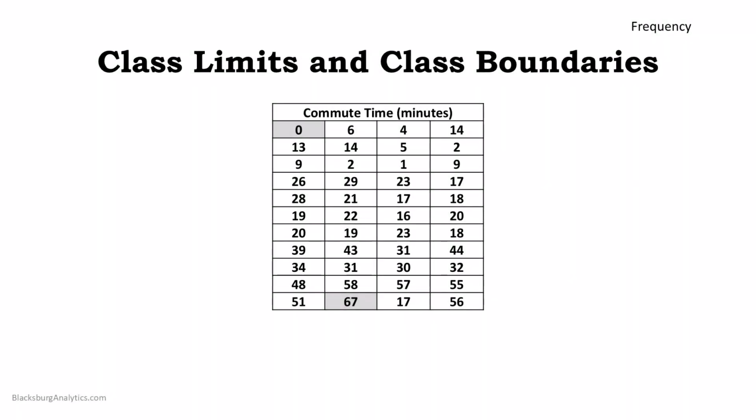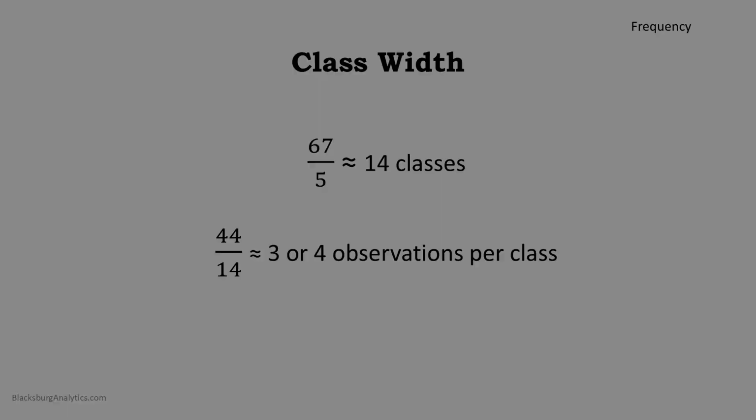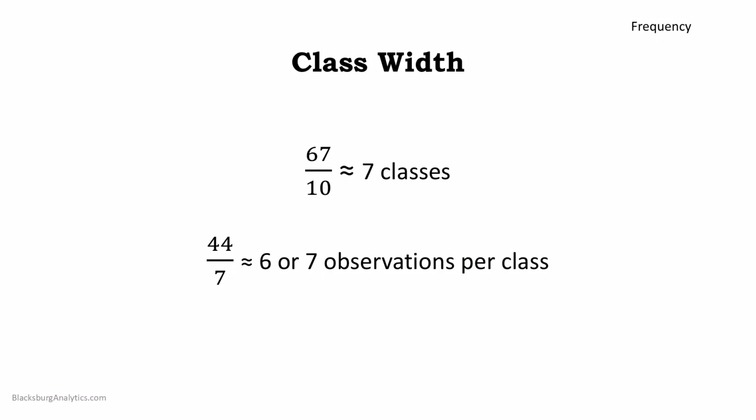As an example of preparing a frequency distribution, the data below are commute time in minutes for 44 people. The minimum is 0 and the maximum is 67. For this data, a natural class width is 5 or 10. A class width of 5 minutes will have 14 classes. This might be reasonable if there were more data in each class, but there are only 44 observations. A better choice here is a class width of 10 with 7 classes and 6 or 7 observations per class.